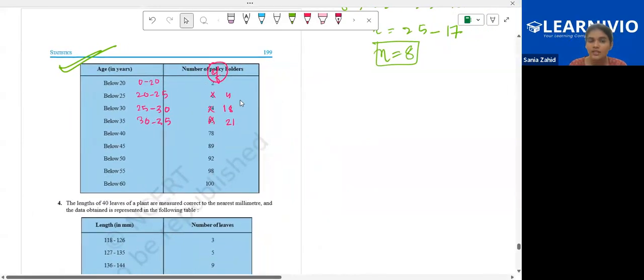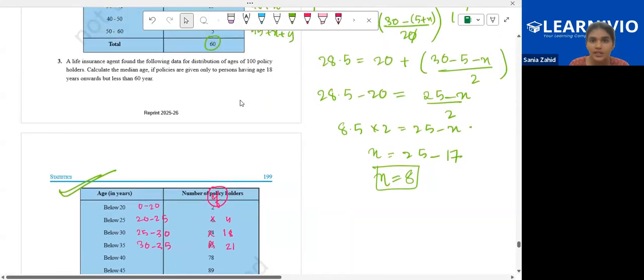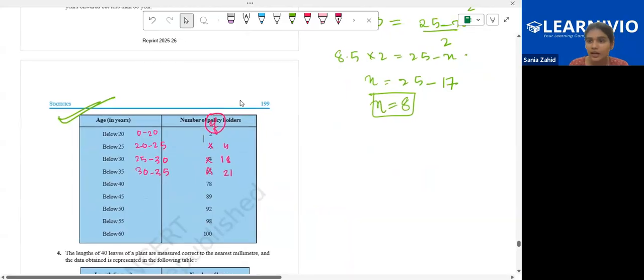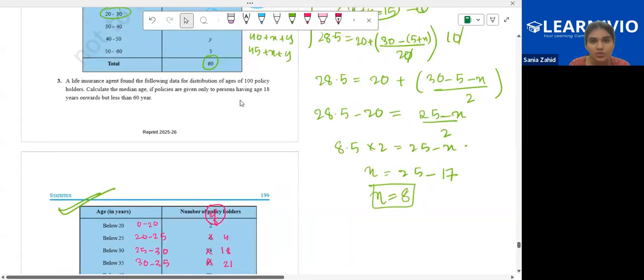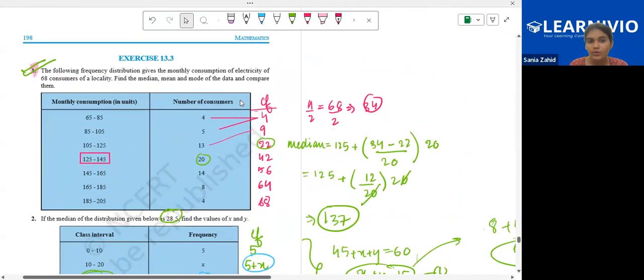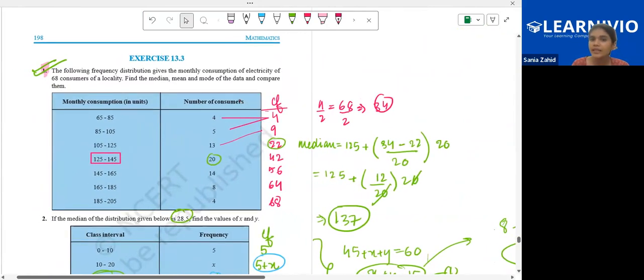Yes. So this question, will you be able to do as your homework? Question 3. Okay, so positively, Umar, you have to do question number 3 as your homework. And question number 1, the median is okay, we found it out in the class only. You can find the mean and mode of this question and then send it to me on WhatsApp only. Okay.